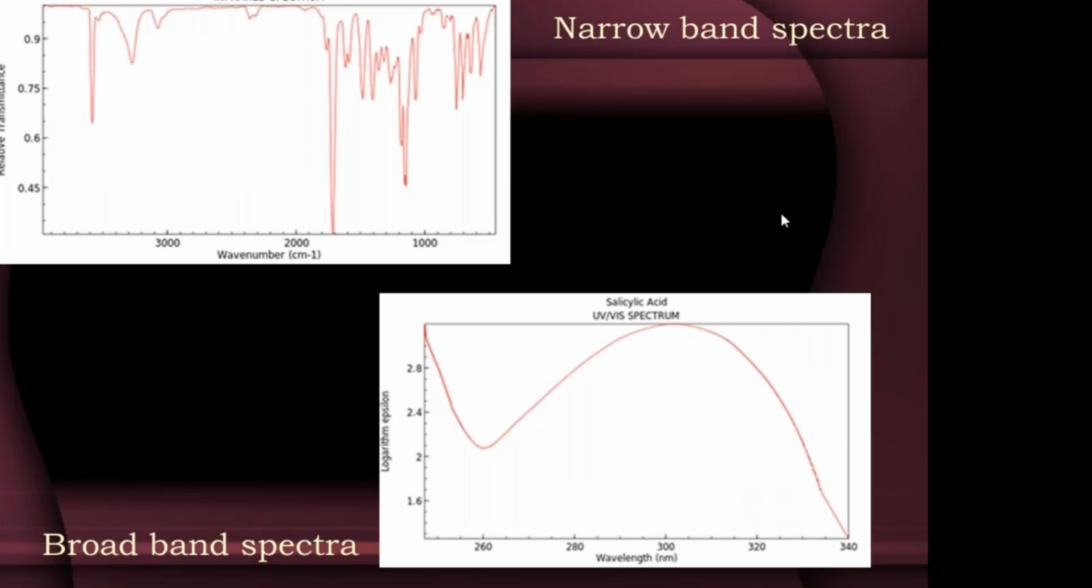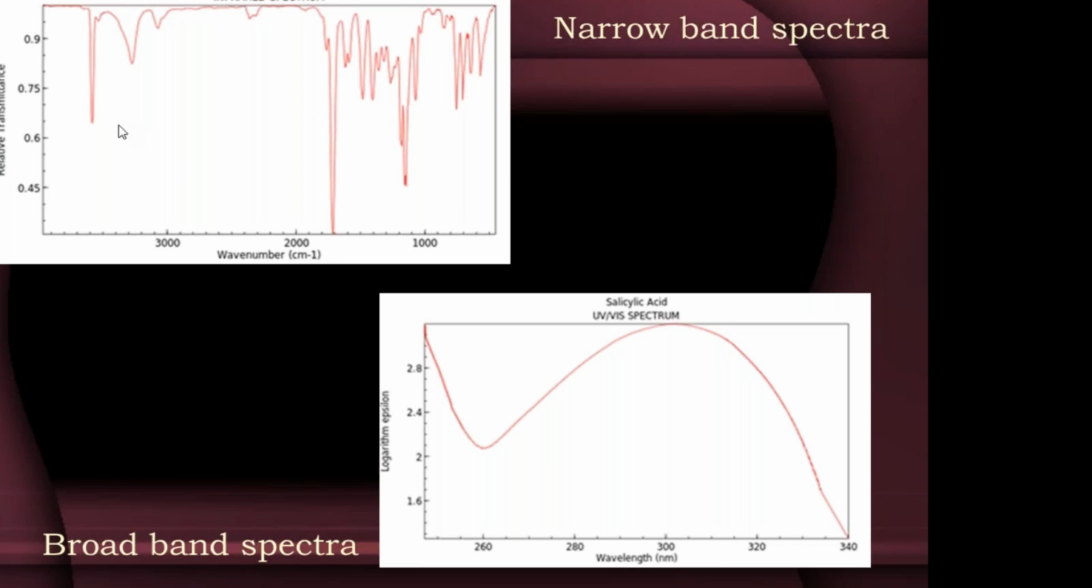Now also narrow band spectra and broadband. Now line spectra are obtained only in the far infrared and microwave regions. Other than that, atomic spectra are line spectra. Molecular spectra, on the other hand, are band spectra. Now, this is a narrow band spectrum of salicylic acid, and this is a broadband spectrum of salicylic acid. This type of narrow band spectrum you get in the infrared region, and therefore this is an infrared spectrum.